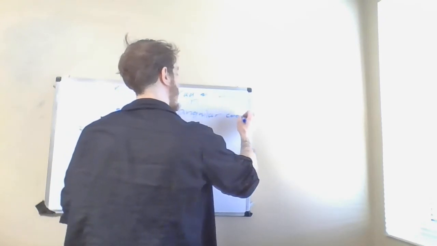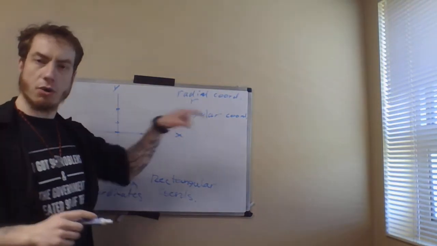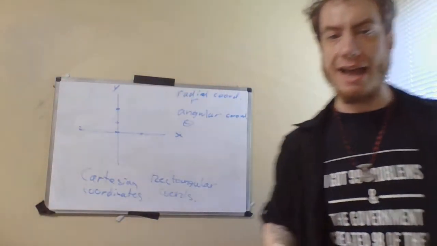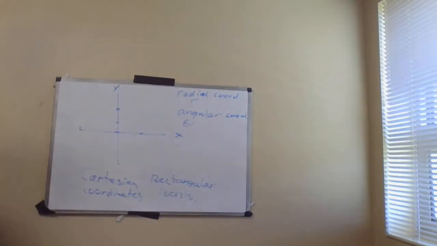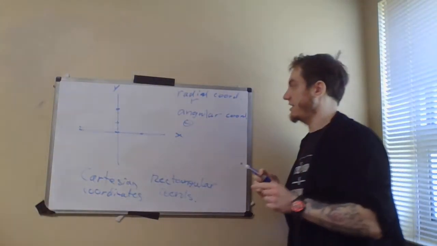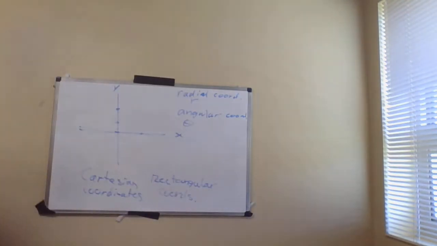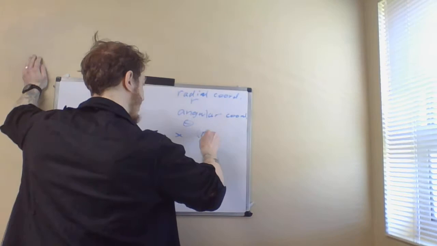Angular coordinate, which is usually written with the Greek letter theta. So this thing that looks like an O with a horizontal dash through it is actually the Greek lowercase theta. Actually, the uppercase theta looks pretty similar, but this is a lowercase theta, just in case you're curious. Now, here's the idea behind this. We're going to write these as pairs r comma theta.